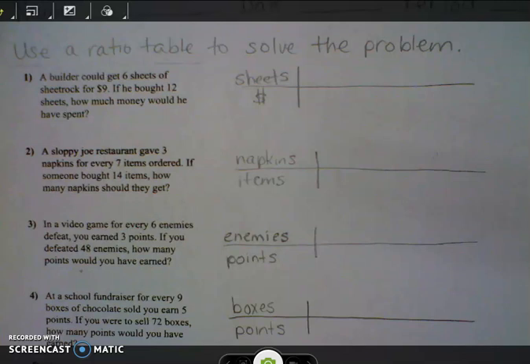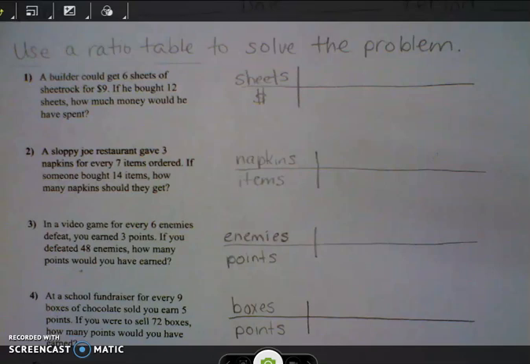Okay, so we've been working on using ratio tables to generate equivalent ratios to help us solve problems. So each one of these problems has a ratio table that goes with it, and we're going to use our ratio table of equivalent ratios to solve these problems. So number one says a builder could get 6 sheets of sheetrock for $9. If he bought 12 sheets, how much money would he have spent?